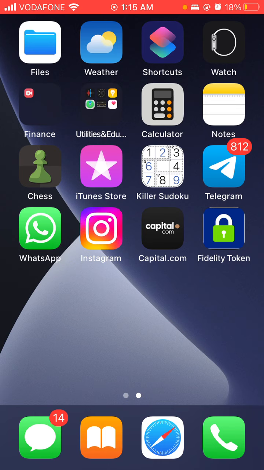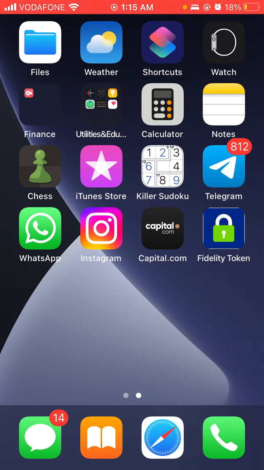So what is the capital.com app? For those of you who don't know, capital.com is a broker. It's a broker which enables you to invest in the stock market, the forex market, ETFs, commodities, and so much more.